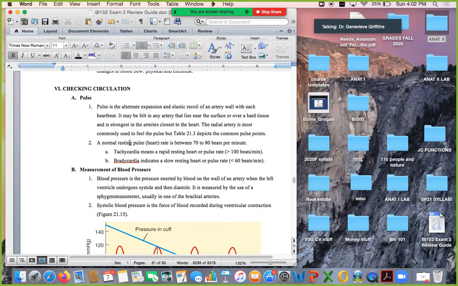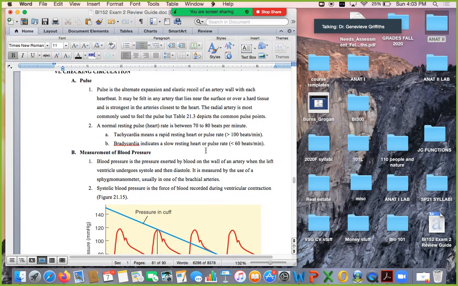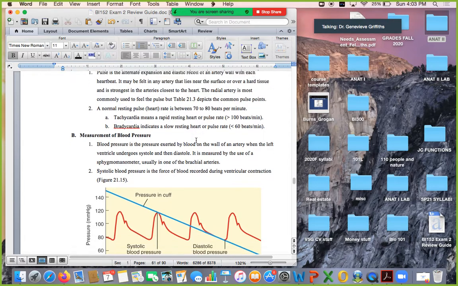All right, so how do you check your pulse? This we've talked about. A pulse is basically going to be the expansion and recoil of the artery wall that happens with each heartbeat. It happens in every artery, but you're able to detect it in any artery that lies near the surface or over a hard tissue, and it's found strongest in the arteries closest to the heart. Oftentimes we use it in the radial artery, and that's going to be found in the wrist, right? But we can also detect it in the carotid artery or in other regions like the femoral artery, etc.